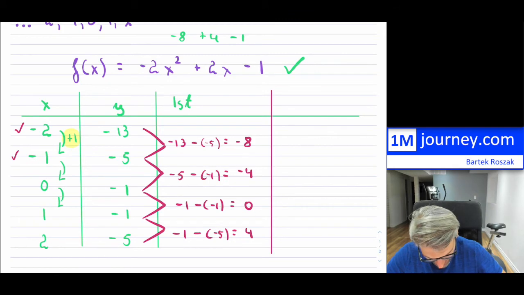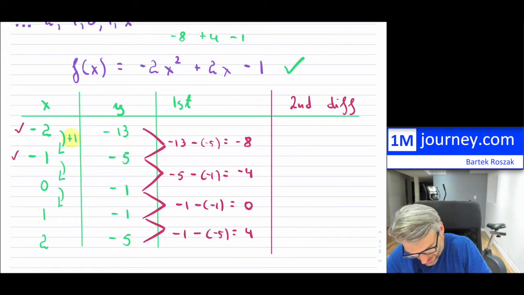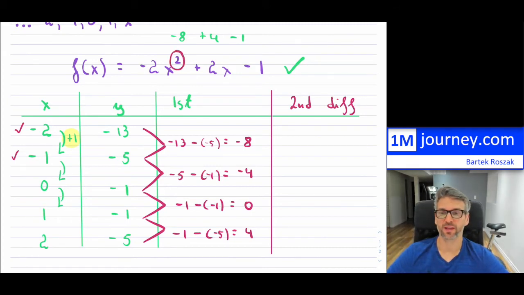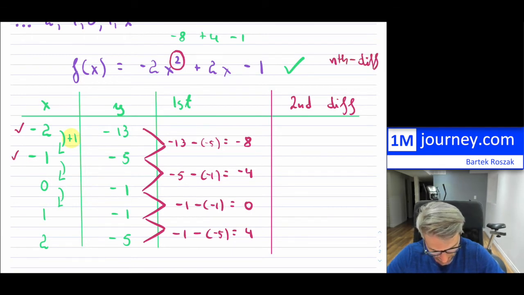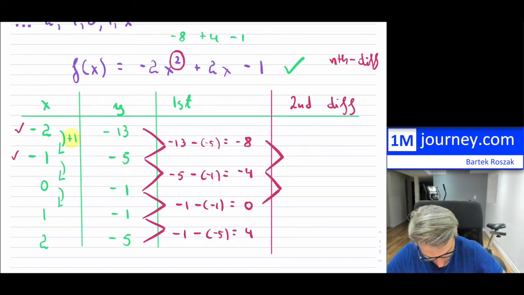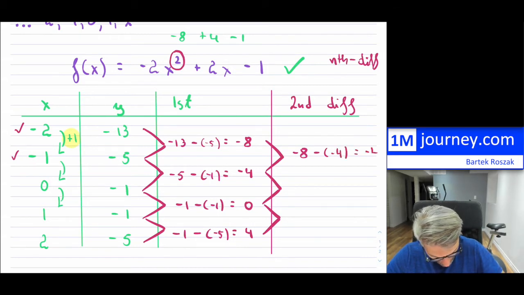Now, your second difference, in this case, because our order is quadratic, is basically your nth difference. So your nth difference, in this case, would be our second difference because we have a quadratic. If that was a cubic, then that would be the third difference that we were searching for, and so on. When you do this, you may recall from quadratics that you're going to get a constant. So here it's going to be -8. Here's the difference between the next two. That's going to give me -4.